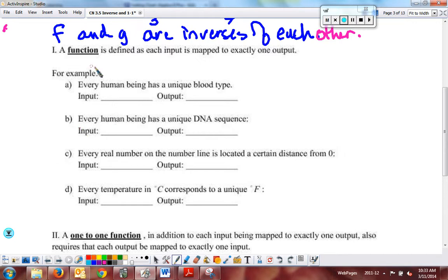First thing is we remind ourselves that to have a function, each input has to be mapped to exactly one output. I put in an input, I have to get out a unique output from it. Leaving math behind for a second, every human being has a unique blood type. What would you consider your input? You input your human being, and what does your function look for and return as the output? The blood type.